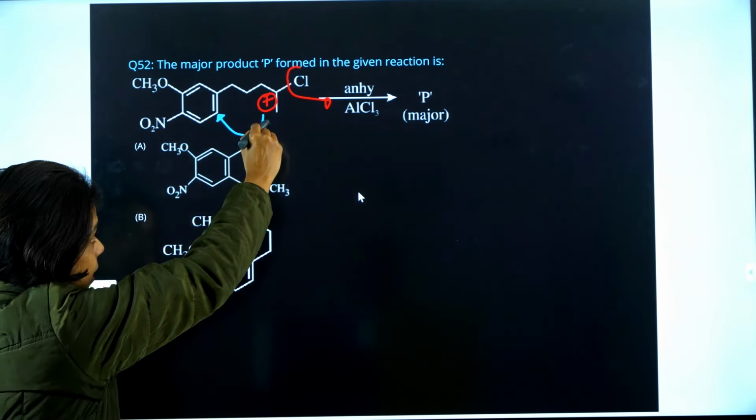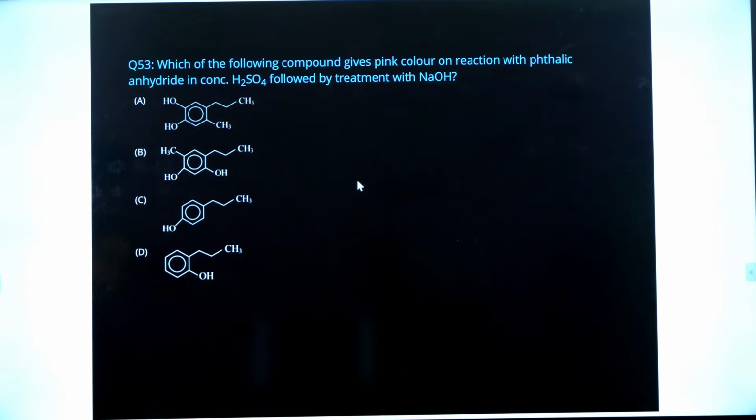Again, we have another ring formation here. So I hope you did the same way by making the carbocation, and you'll mark your answer as D. Yes, so D is the correct answer. Again, a 6-membered ring formation because of the carbocation attack on the benzene ring. Yes, so this is the answer, everyone.